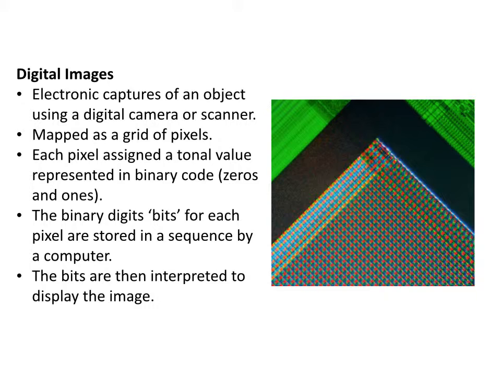These pixels are represented in binary code. The binary digits or bits for each pixel are stored in a sequence by a computer. The bits are then interpreted to display the image.